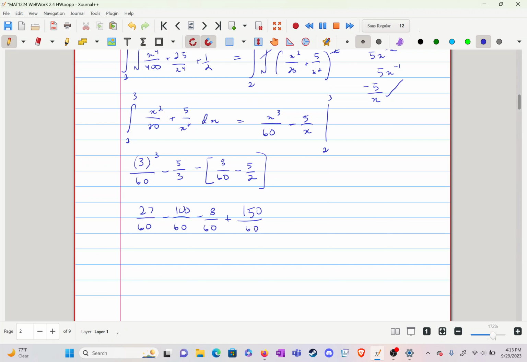And so this is going to simplify to negative 108 over 60, 7 over 60, plus 150 over 60. So that's 177 over 60 minus 108 over 60. That's just 69 over 60. And that's divisible by 3. So that's 23 over 20. That is our length for question 2.